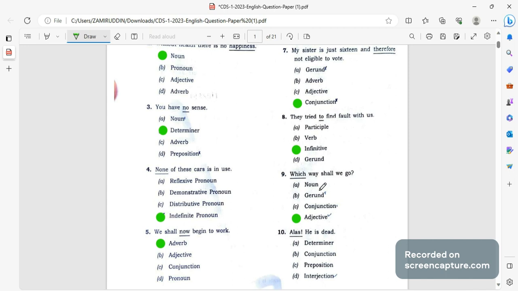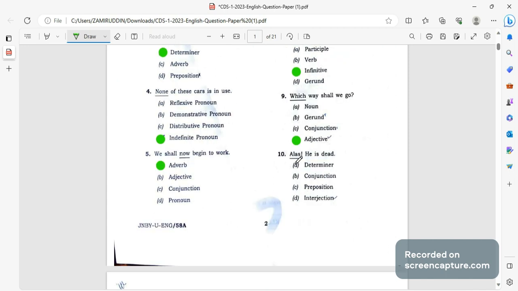Which way shall we go? Which is an adjective. Alas, it shows your emotional expression in a sentence. So it is an interjection. So alas is an interjection.